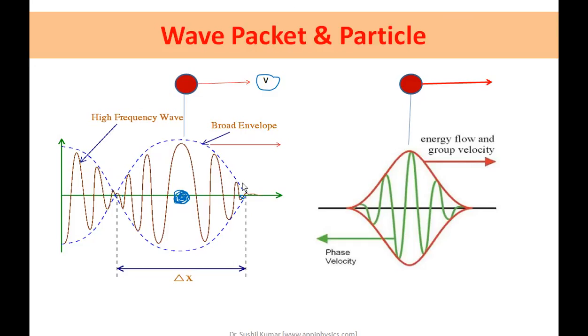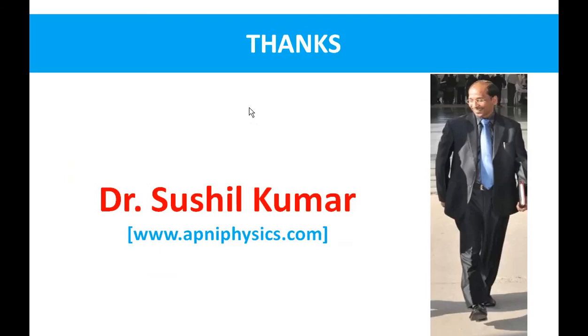What is the phase velocity? Phase velocity is the velocity of a wave. Group velocity is the velocity of the wave packet, and what is a wave packet? A wave packet is the result of superimposition of a large number of waves which are associated with a material particle. What is the relationship between the group velocity and the velocity of the particle? You have seen that earlier: Vg is equal to v, where Vg is the group velocity and v is the velocity of the particle. So this was the idea related to matter waves, about the phase velocity and the group velocity.